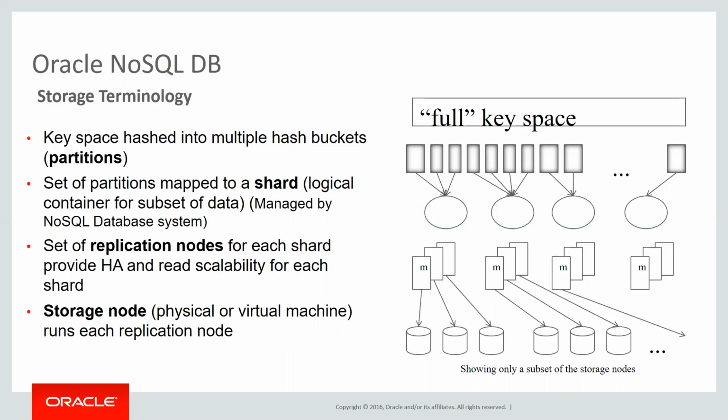The distribution of partitions in a shard is even. For example, if you have 3 shards and 30 partitions, each shard gets 10 partitions. Inside the shard, there are one or more replication nodes, or RNs. These are really Java multi-threaded server processes. For high availability and read scalability reasons, we recommend having 3 such RNs inside a shard. The replication nodes are deployed on a storage node, which is really a physical or virtual machine. You can think of a storage node as a single unit of failure.